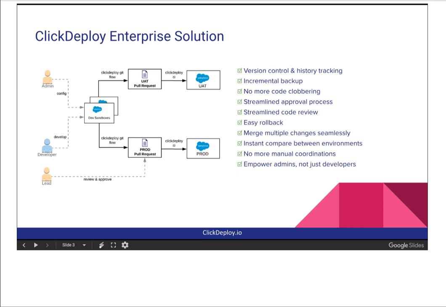Just to recap, by using ClickDeploy Enterprise, teams can start to realize all these benefits immediately. The entire org is now version controlled with full history tracking of every single component. The change process creates an incremental backup automatically. The pull request automatically detects conflicts. We've streamlined the review and approval process. Rollback takes one click. The simple and intuitive UI empowers everyone to work with Git seamlessly in a declarative fashion.